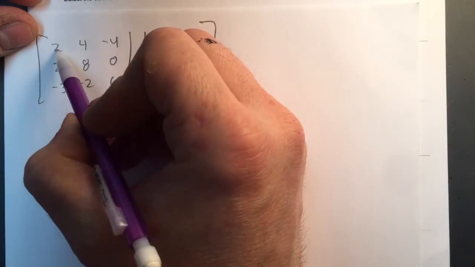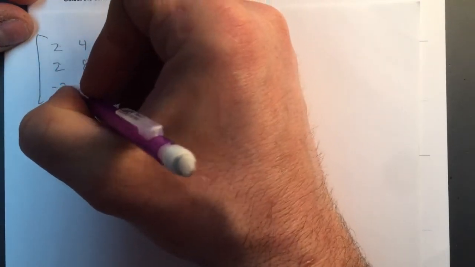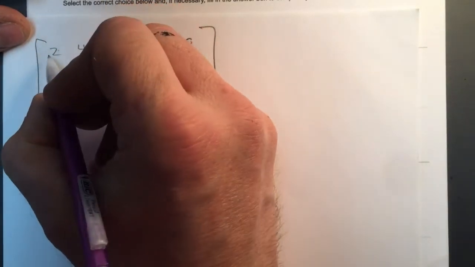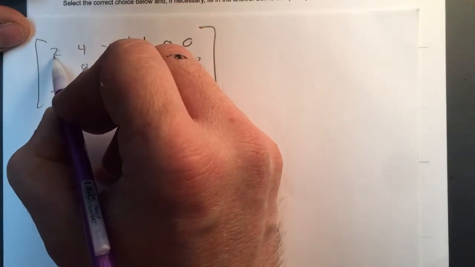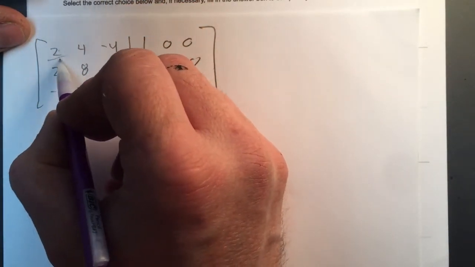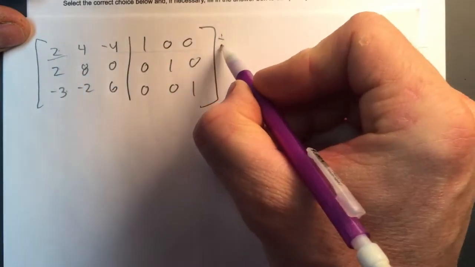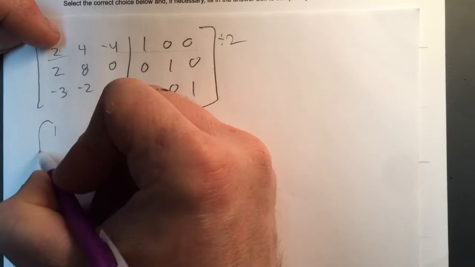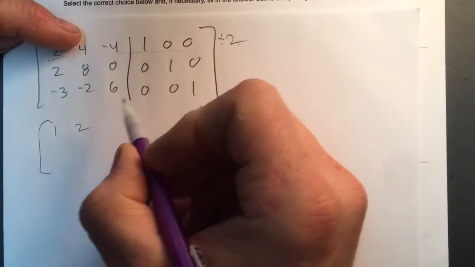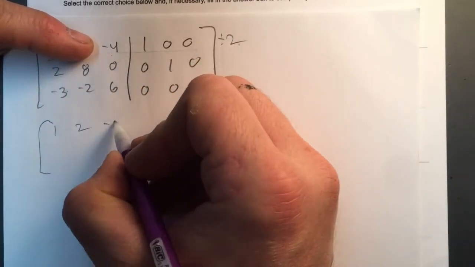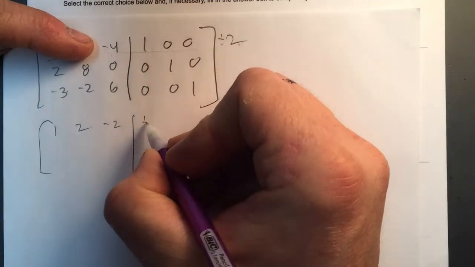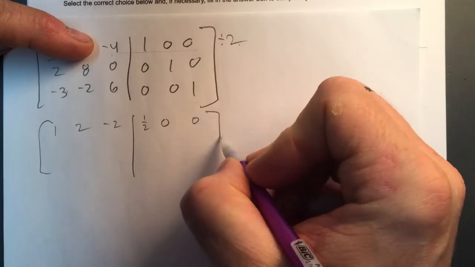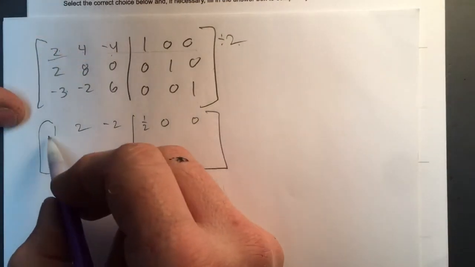All right, so right here, this needs to be 1. I need a 1, a 0, and a 0. We got to do our 1s first. So to make this be a 1, I'm just going to divide everything in this row by 2. 2 divided by 2 would be 1. 4 divided by 2 would be 2. -4 divided by 2 is -2. 1 divided by 2 is 1/2. 0 divided by 2 is 0. 0 divided by 2 is 0. And there you go. There's my first row here.